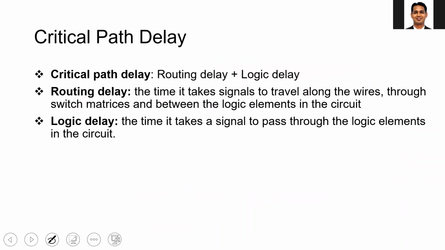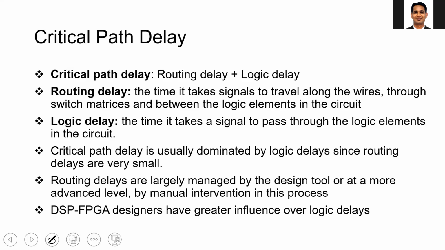So the critical path consists of the routing delay and the logic delay. Routing delay is the time it takes the signal to travel along the wires through the switch matrix and between the logic elements of the circuit. Logic delay is the time it takes the signal to pass through the logic elements, like the internal gate delay of the circuit. Usually, critical path delay is dominated by the logic delay since the routing delays are small.